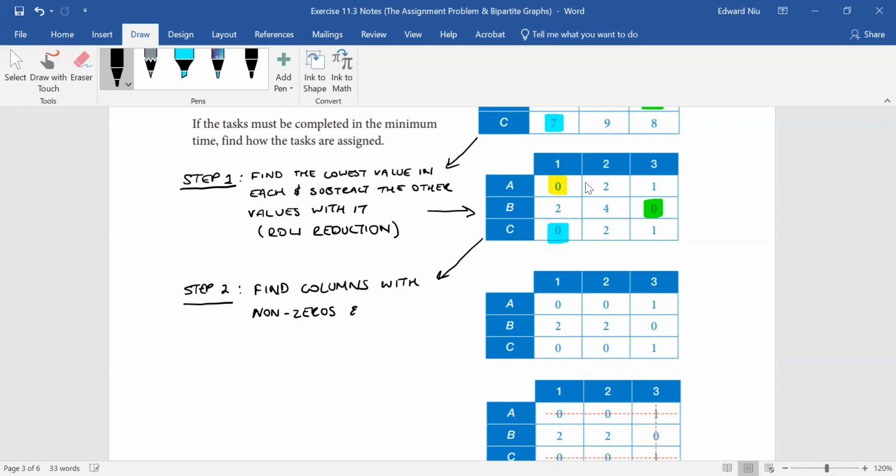and subtract the lowest value in that column with the others. Okay, so previously we did a row reduction. This is what we call the column reduction.